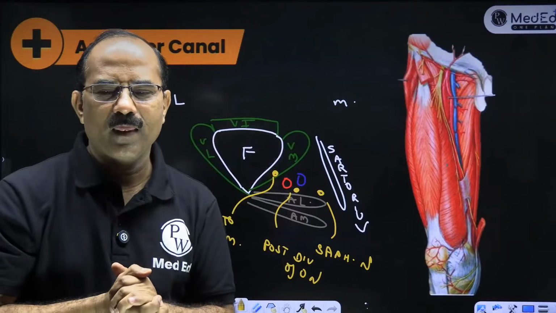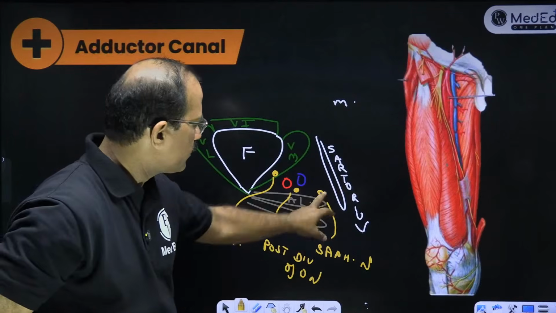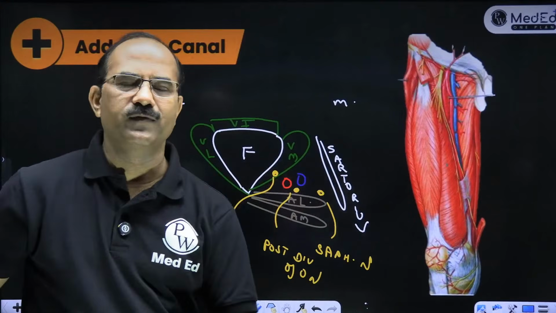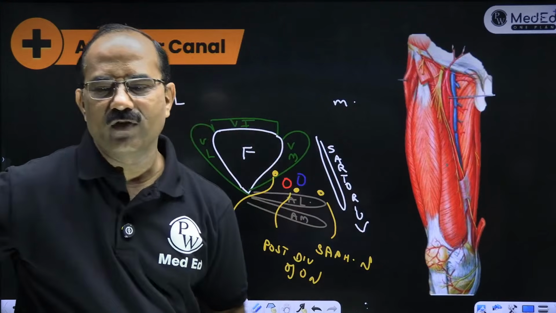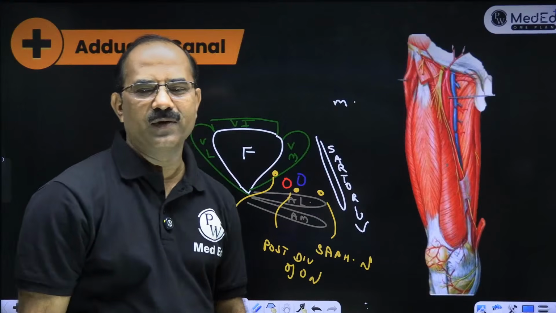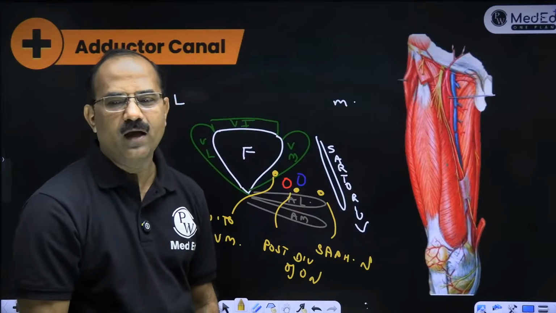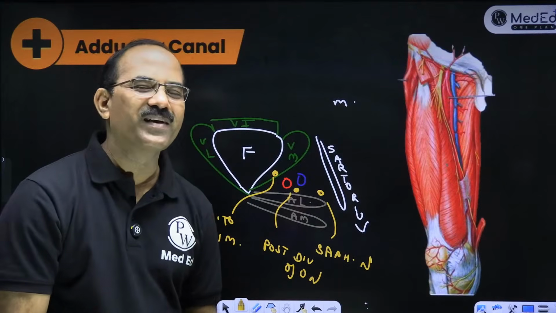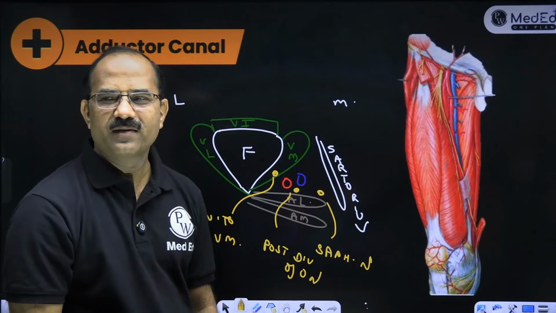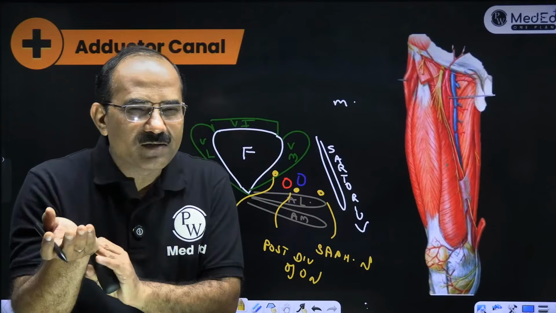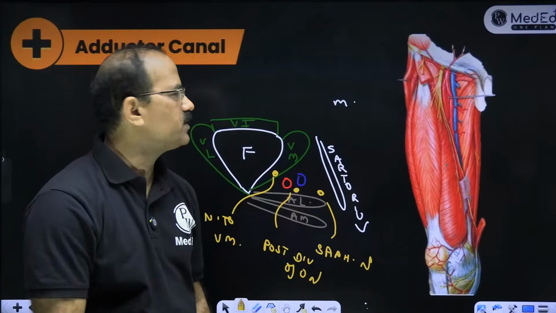Fine. Femoral vessel, saphenous nerve, nerve to vastus medialis, and the posterior division of obturator nerve. These are the contents of adductor canal. Fine, just remember this. Adductor canal comes in MCQs also. Yes, contents of adductor canal come in MCQs. It is very confusing. Sometimes they give nerve to vastus intermedius. So you should know this.